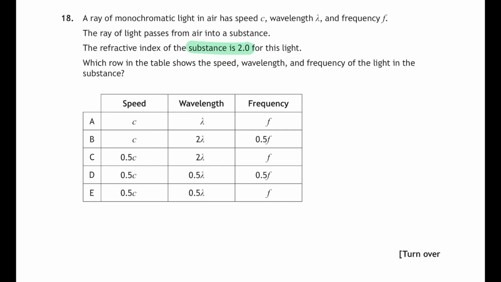Well, the first thing to remember is that the frequency of a source of light is determined by the source itself, and it is unchanged no matter what material it goes through. So that means our options are reduced down to A or C or E.